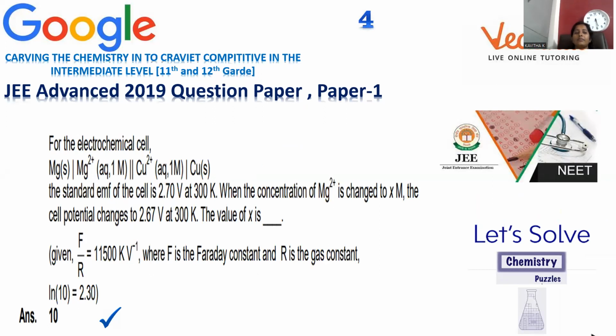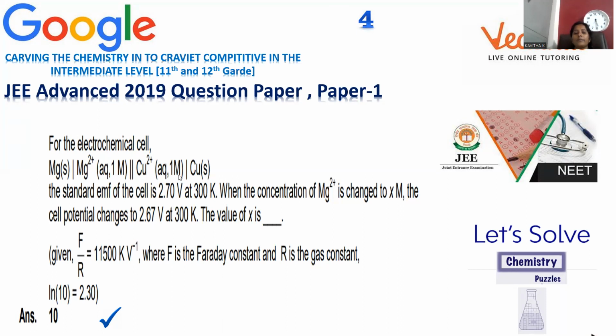It is collected from the JEE Advanced 2018 question paper, paper 1. It is again 2018 only. The question is given from electrochemistry, which is part of physical chemistry. For the electrochemical cell, magnesium, magnesium plus 2, copper plus 2, copper solid can be taken, and the aqueous solutions are 1 molar in nature.